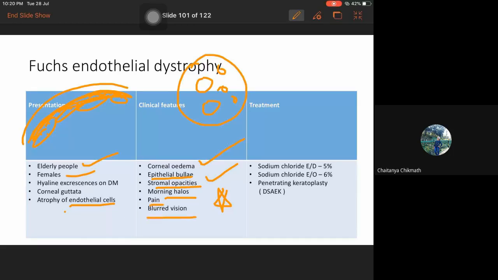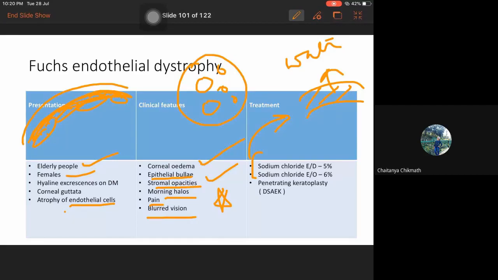So how do you treat? In the initial phase, because the cornea is edematous, we want to suck the water out of the cornea. We use hypertonic saline, that is sodium chloride 5% eye drops or 6% ointment. We use it so that these hypertonic solutions will drag the water out of the cornea.